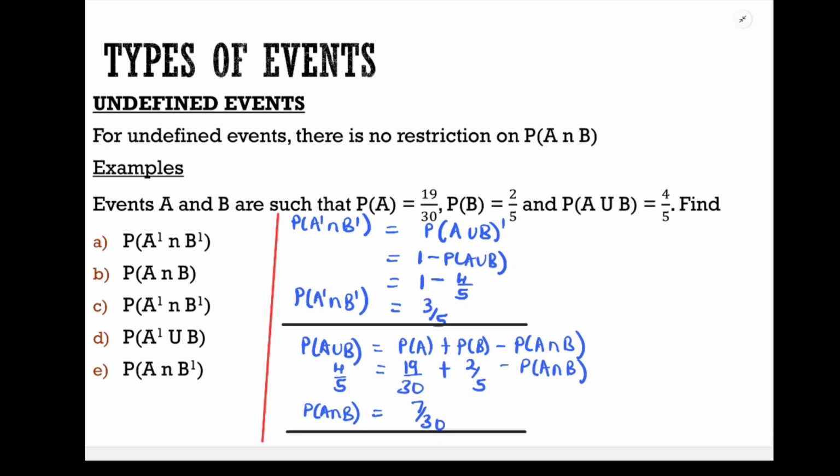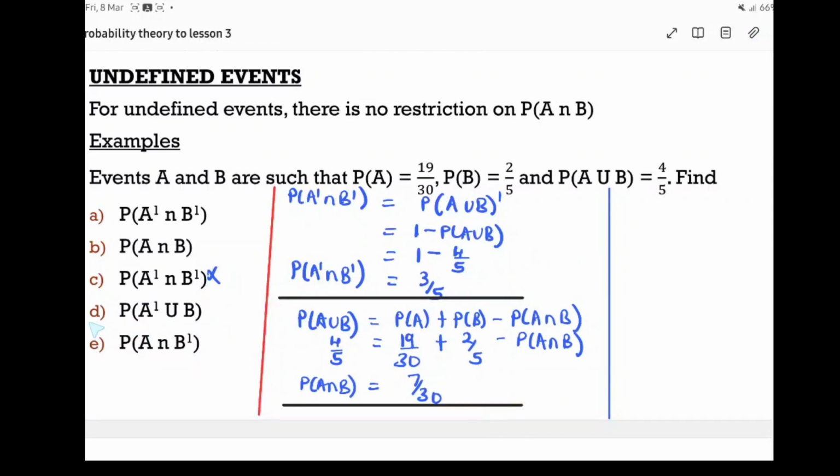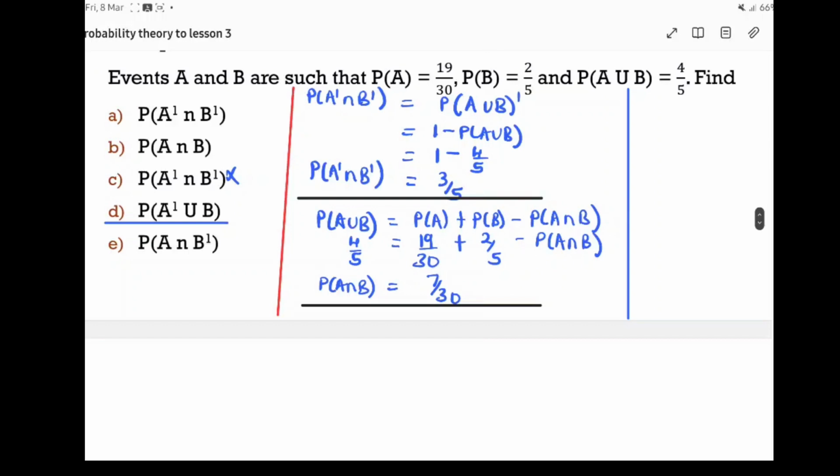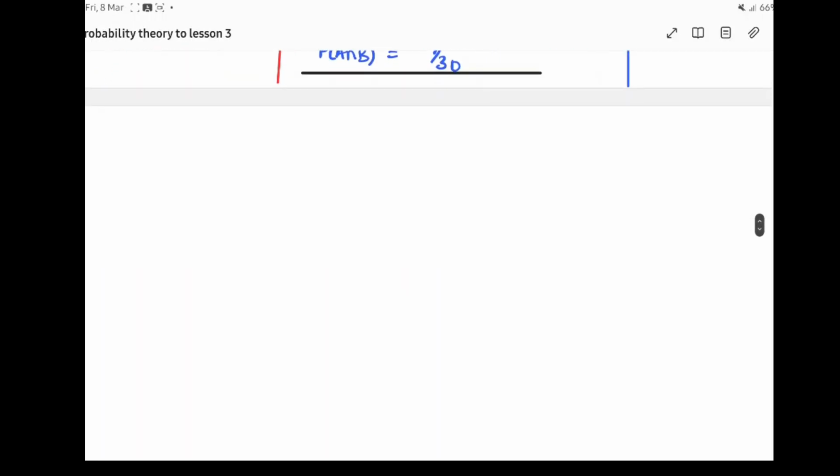Then they also wanted us to find probability of A complement union B. So how shall we get that? Remember we said that if I have probability of A union B, it is equal to probability of A plus probability of B minus probability of A intersection B.